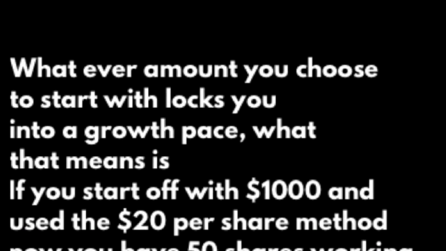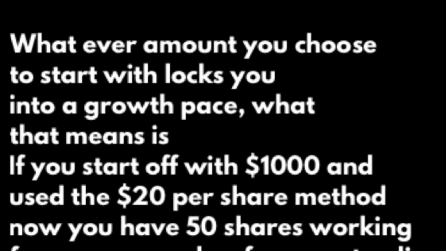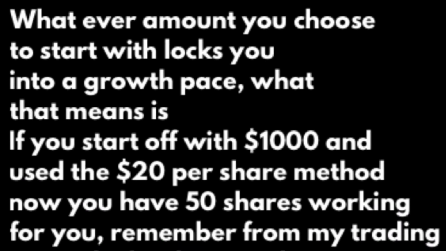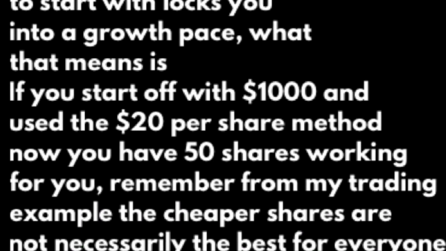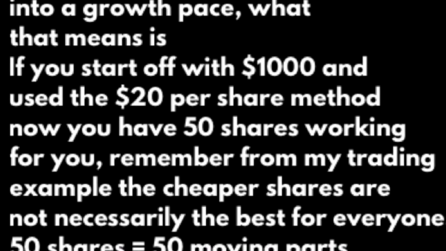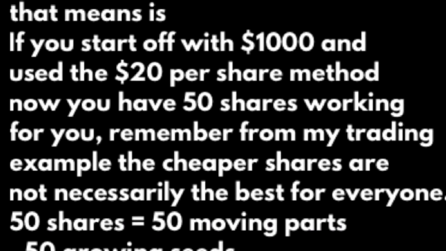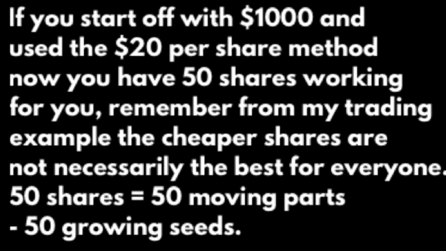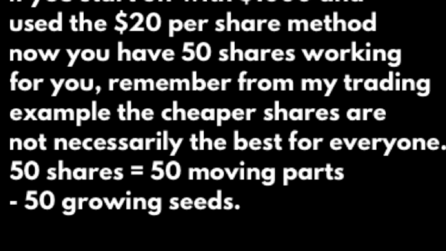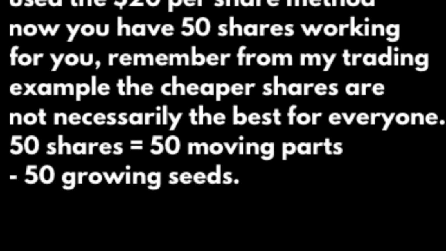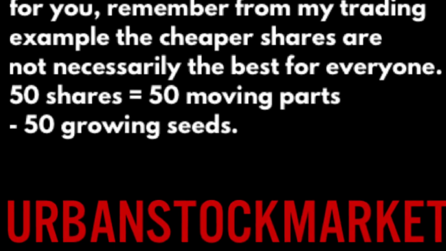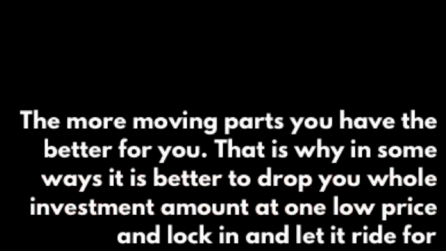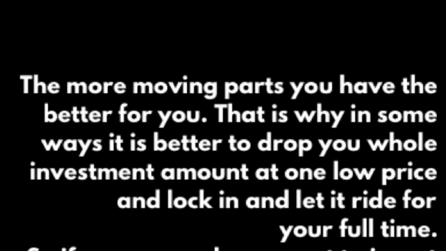Whatever amount you choose to start with locks you into a growth pace. What that means is if you start off with 1,000 and you used the $20 per share method, now you have 50 shares working for you. Remember, from my training example, the cheaper shares are not necessarily the best for everyone. 50 shares equals 50 moving parts, which equals 50 growing seeds. The more moving parts you have, the better for you.